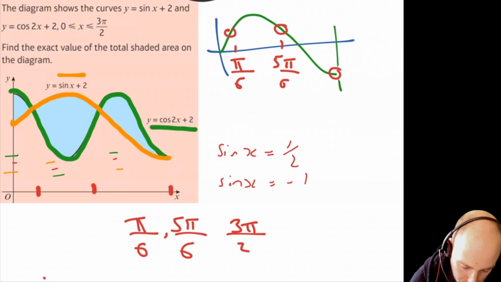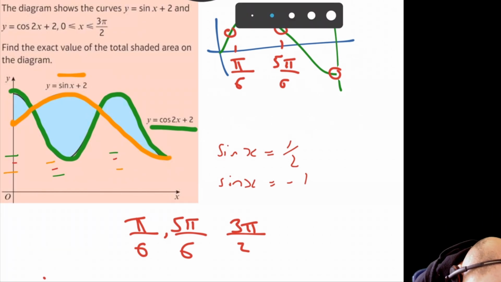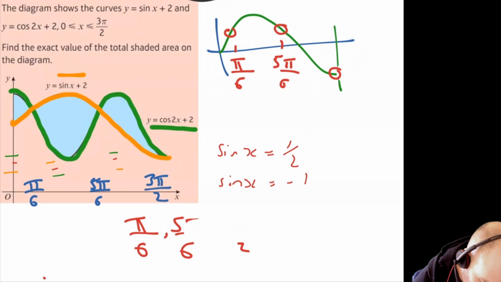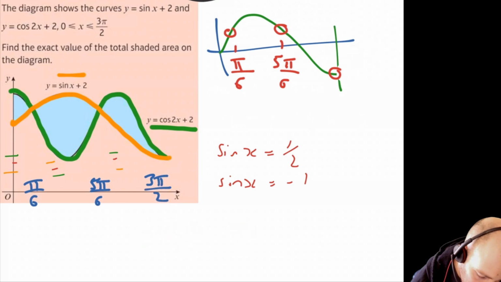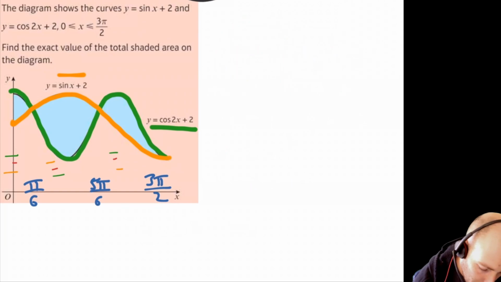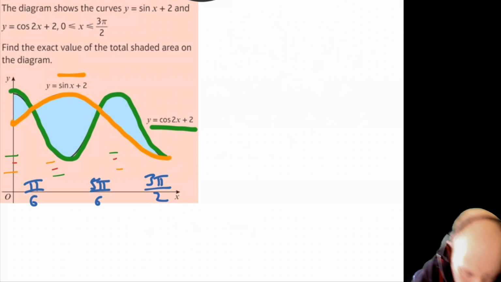So those are my three roots where our equations meet each other. So pi by 6, 5 pi by 6, 3 pi by 2. Cool. Right, so we need to do our integrals.